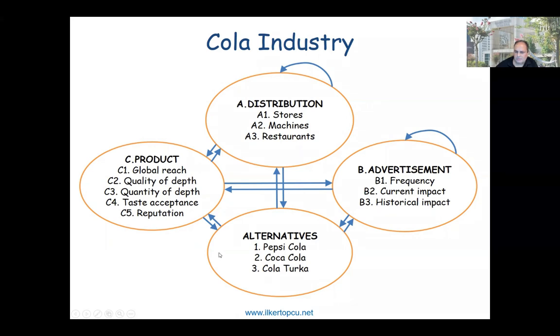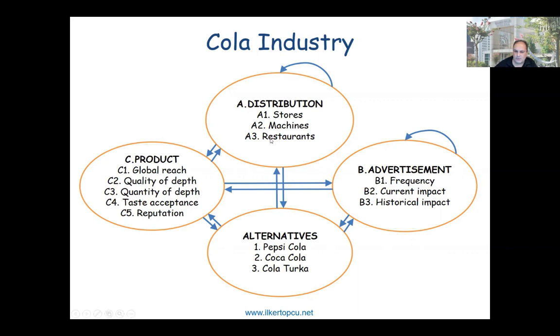And those who are familiar with marketing know there are four important P's in marketing. One of them is product. The second one is placement. Instead of placement, we use distribution. The third one can be considered as promotion. Here we use this as advertisement. And the fourth one, the missing one, is price. Their prices are near to each other. That's why we didn't use price as a cluster.